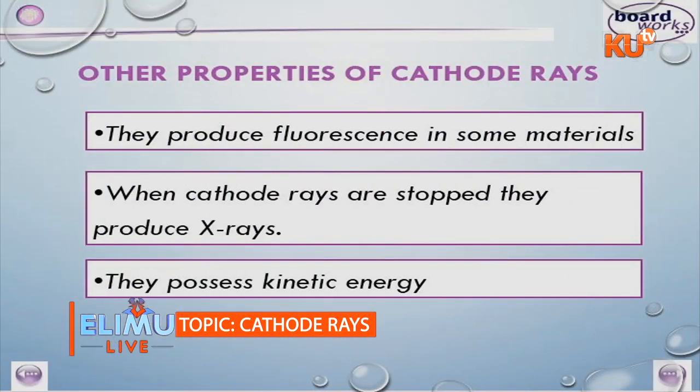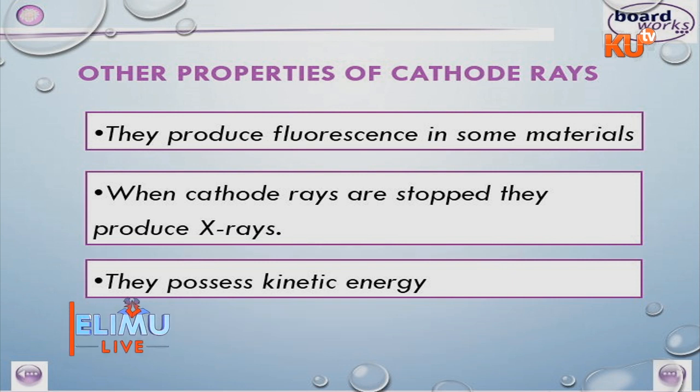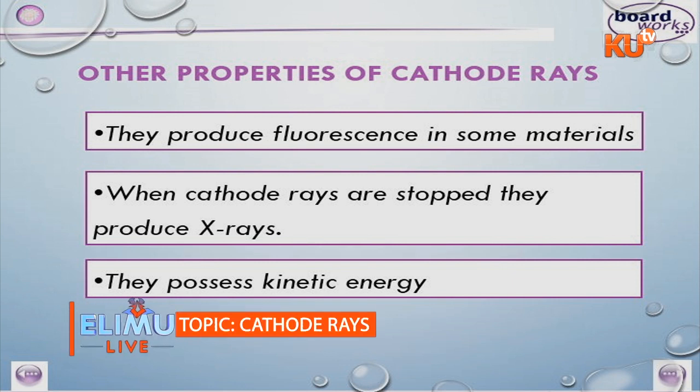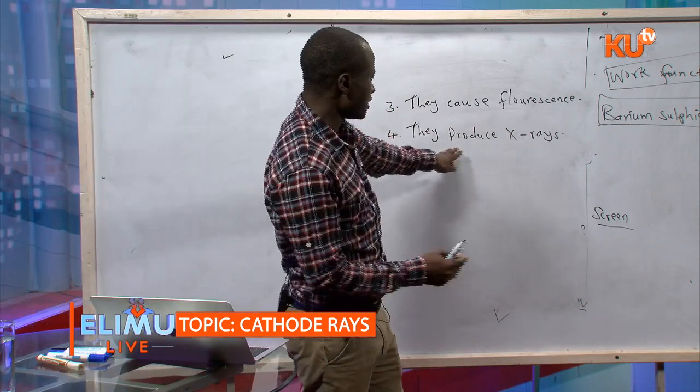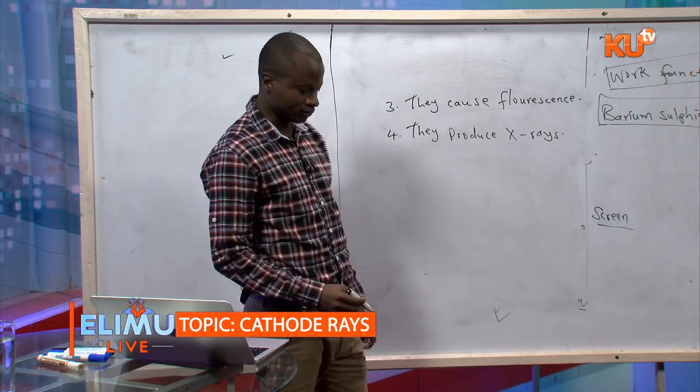They'll glow when they interact with some materials, as we saw on the screen. Then number 4, cathode rays, when stopped, produce X-rays. Now I may explain this a bit, though you will look at X-rays as a topic on its own.